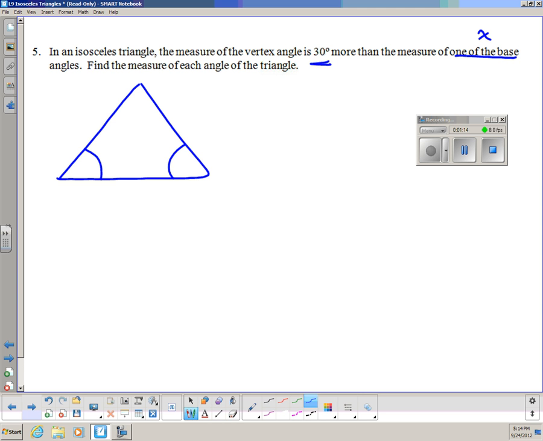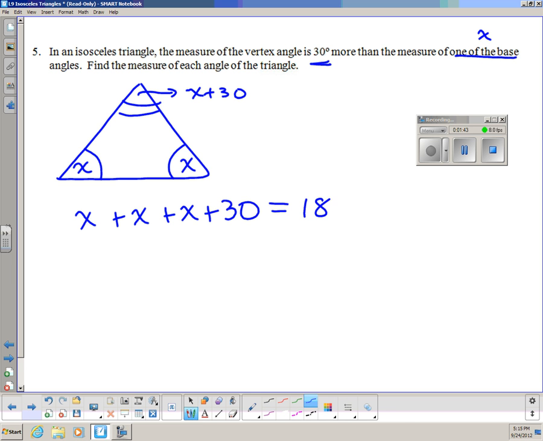So I'm going to call one of the base angles x, which, since it's an isosceles triangle, means the other one is x. And the vertex angle, the odd man out, is 30 degrees more than one of the bases, which translates to x plus 30. So now I have the three angles of the triangle represented as algebraic expressions. I can take those guys and add those measures up. They sum to 180 because they're the angles of a triangle.